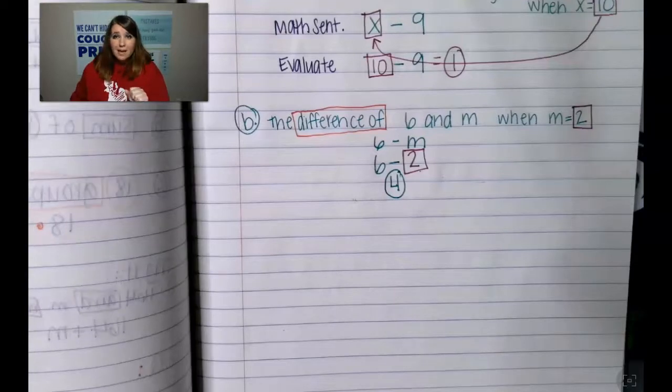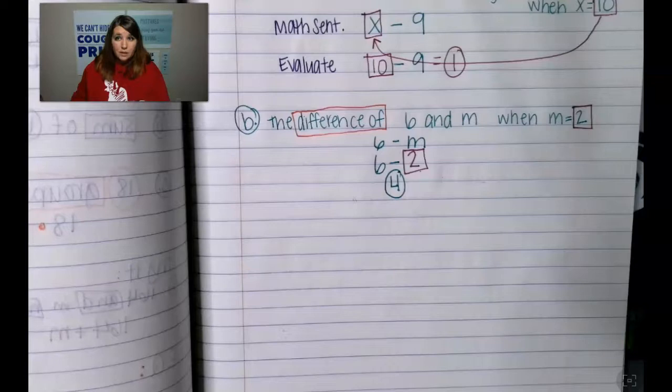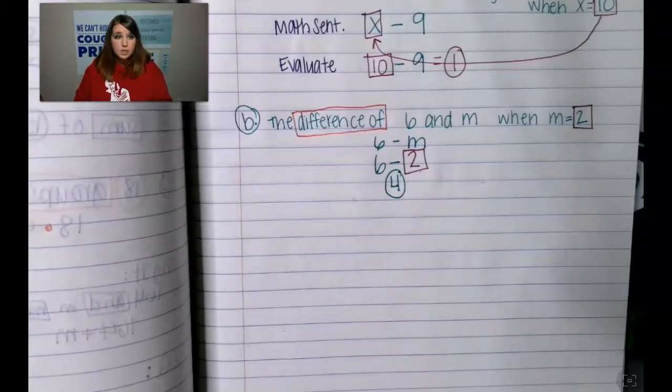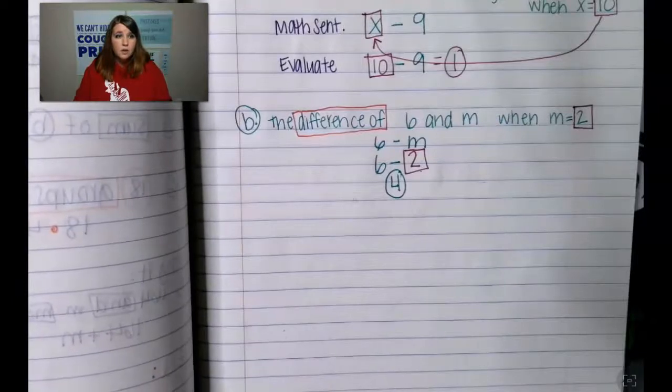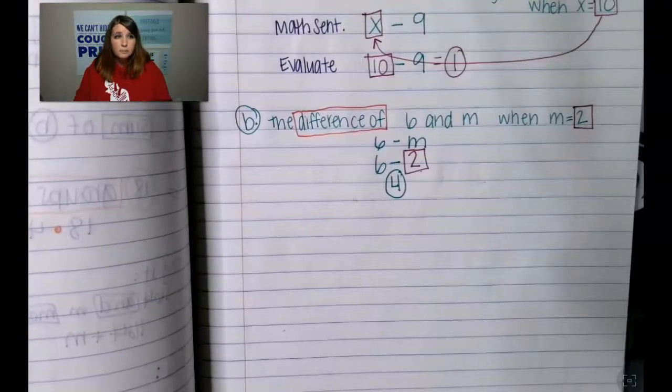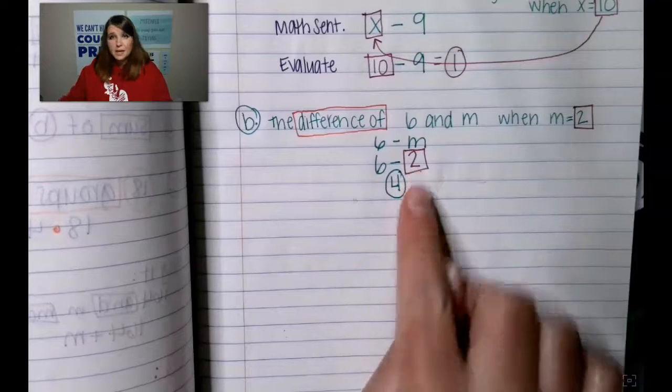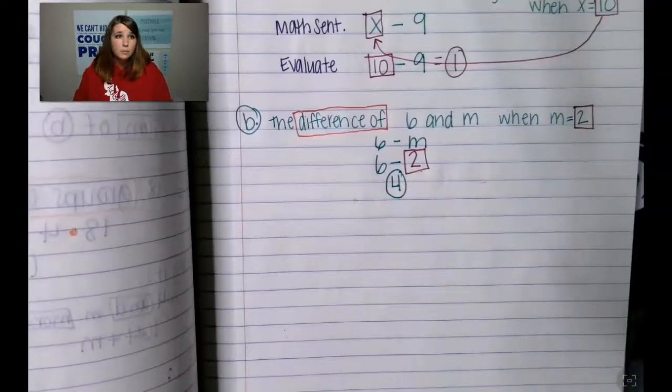Now remember, m can change at any given moment. m could be 2 right now, but maybe later it is 12. So it could change. We want to make sure that we're being careful not to always think that it is going to be that number.